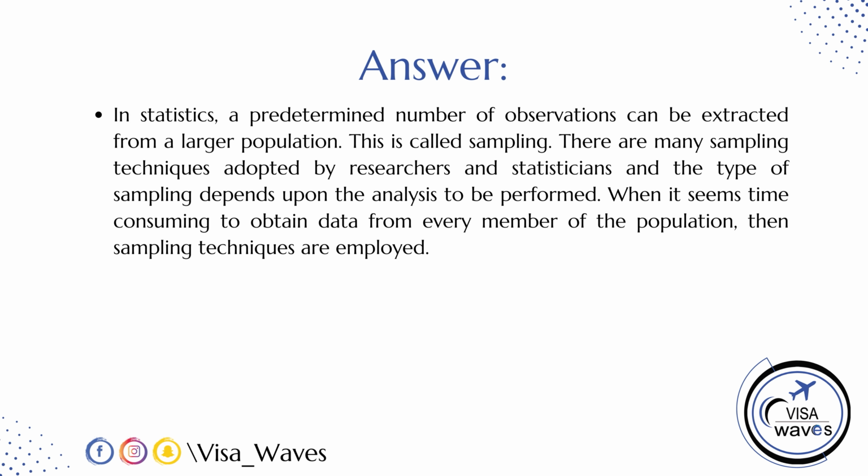In statistics, a predetermined number of observations can be extracted from a larger population. This is called sampling. There are many sampling techniques adopted by researchers and statisticians, and the type of sampling depends upon the analysis to be performed. When it seems time-consuming to obtain data from every member of the population, then sampling techniques are employed.